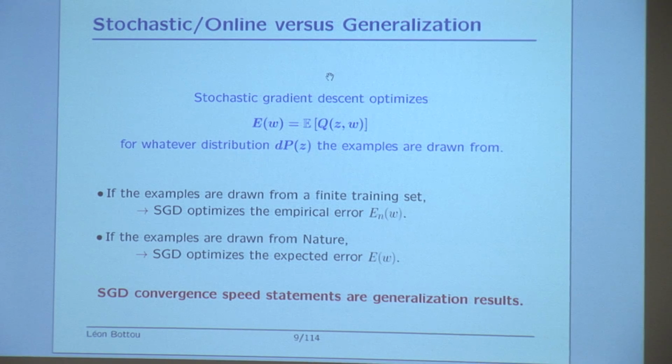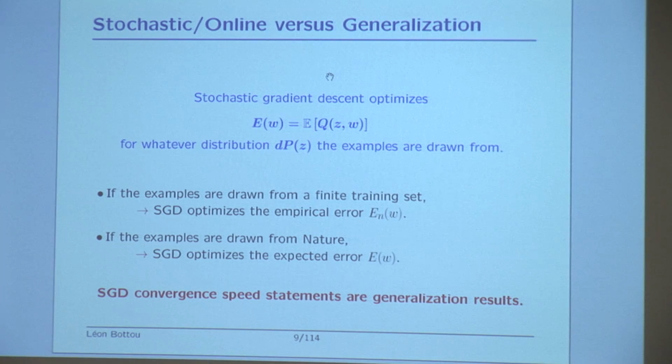So if the examples are drawn from a finite training set, the stochastic gradient descent is going to optimize the empirical error. If the examples are drawn from nature, then it's going to optimize the expected error. So somehow, we mix the two aspects of machine learning.